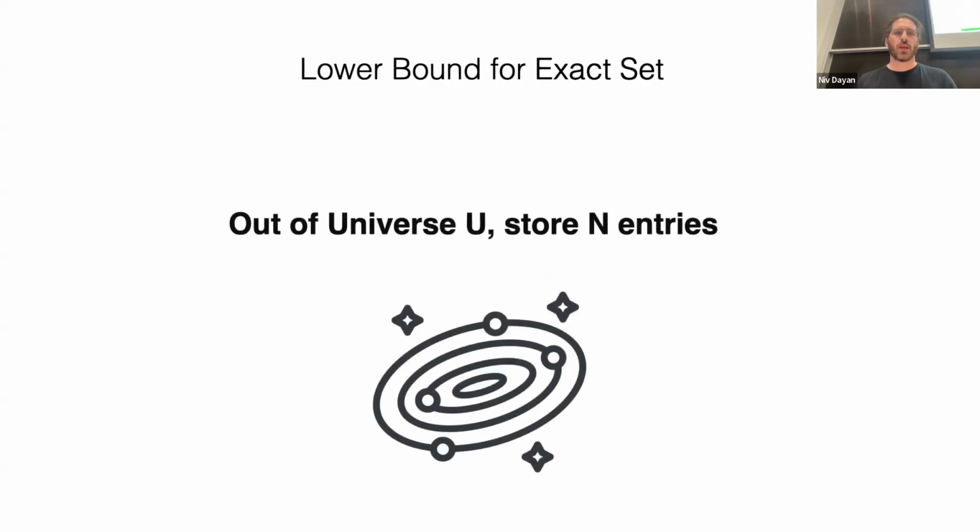Okay, so as a warm-up exercise, a filter can be seen as an approximate set. And this would be a nice building block for our derivation of the lower bound for filters. Let's first reason about what is the lower bound for an exact set. What do I mean by this? Suppose you're trying to represent an exact set. What is the least number of bits that you need to be able to do so? In particular, out of a universe of U entries, we want to store N entries. What's the least number of bits that I need to be able to do this? Does anybody have an idea?